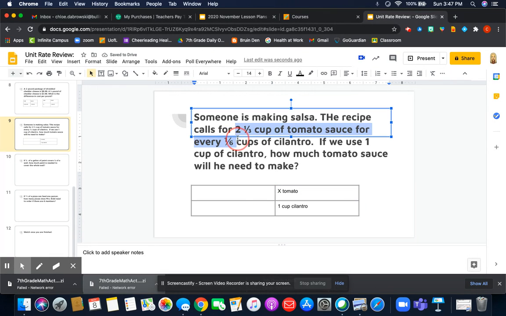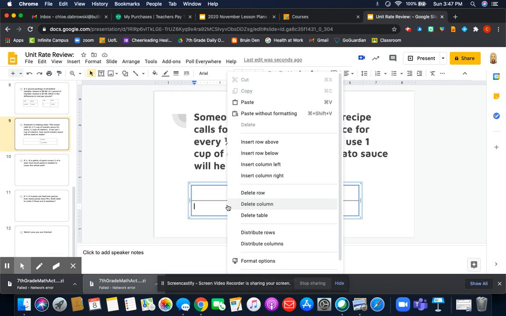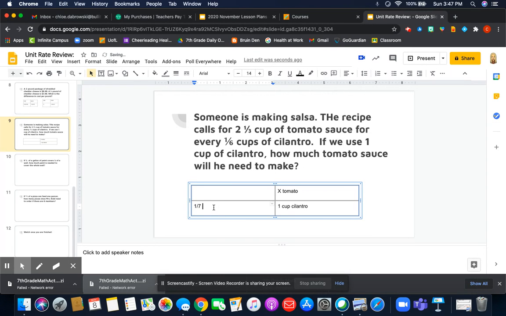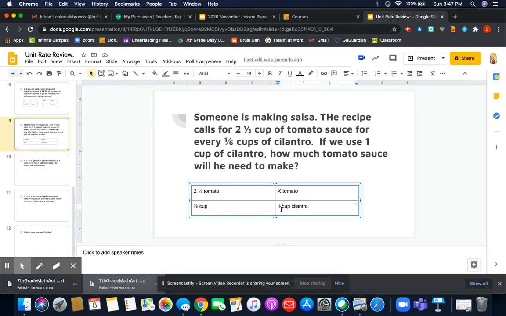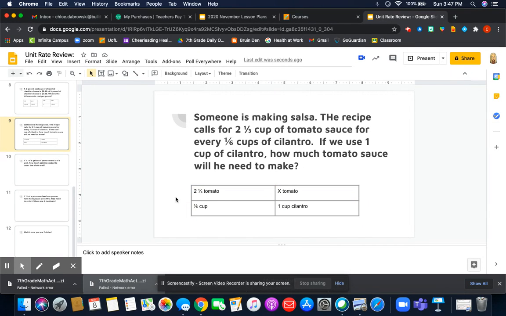So we look up here, what was our rate given to us? We have 1/6, and we have 2 1/3 tomato. All right, so we need to figure out again, I took 1/6, multiplied it by 6 in order to get 1 cup. So to keep these equal, I need to do 2 1/3 also times 6.